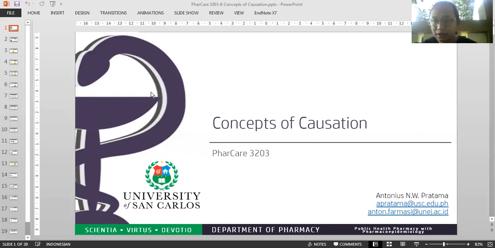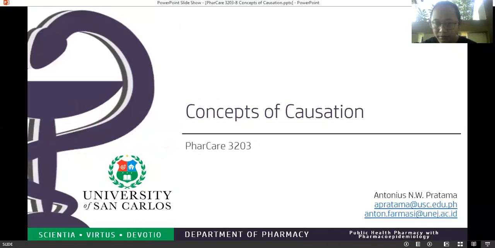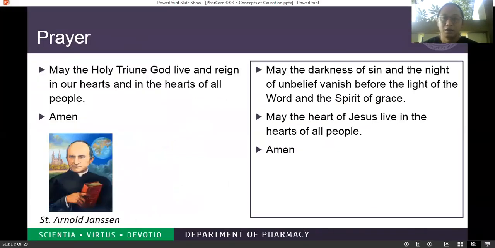Okay, let's start with prayer first. In the name of the Father and of the Son and of the Holy Spirit. Amen. May the Holy Triune God live and reign in our hearts and in the hearts of all people. Amen. May the darkness of sin and the night of unbelief vanish before the light of the Word and the Spirit of grace. May the heart of Jesus live in the hearts of all people. Amen. In the name of the Father, Son, and the Holy Spirit. Amen.